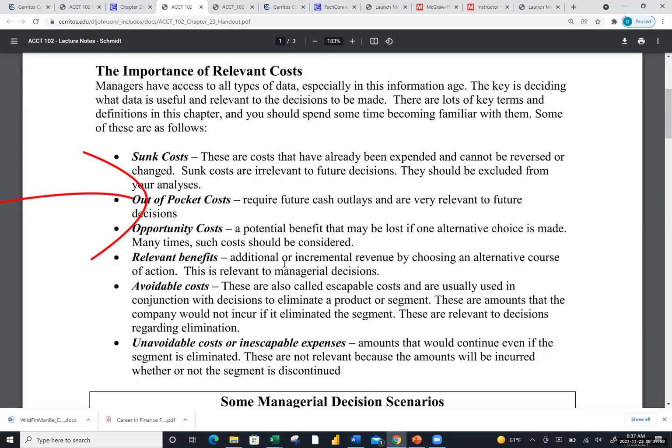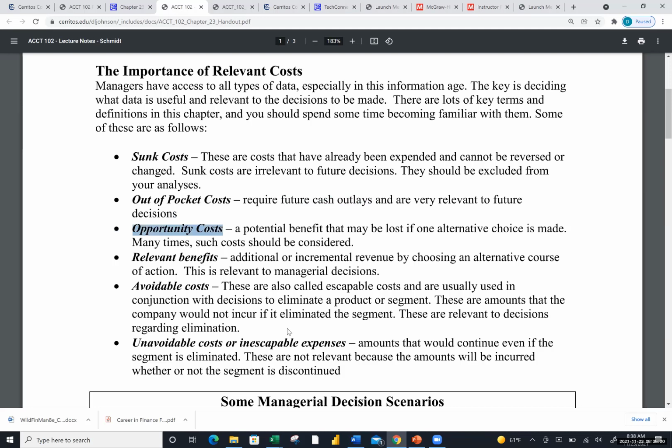Out-of-pocket costs are always relevant because they deal with future cash outlays. So any costs that are in the future that haven't been incurred yet are likely very relevant to the decision to be made. So out-of-pocket costs are almost always relevant.